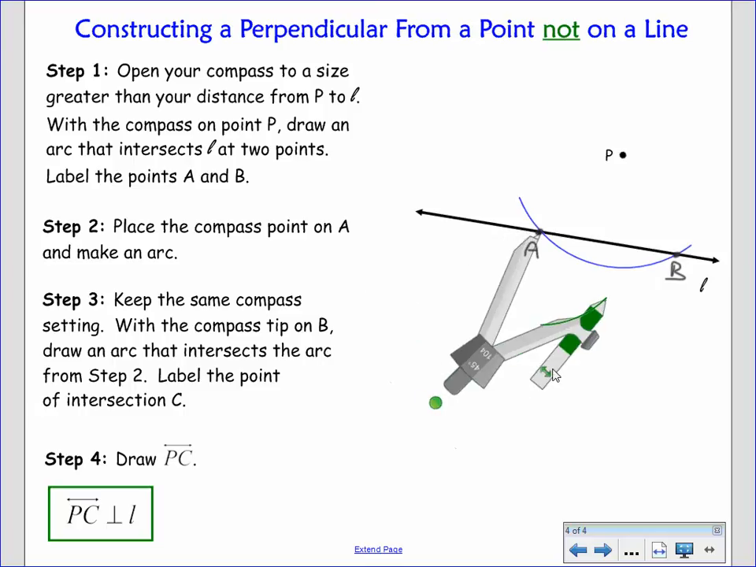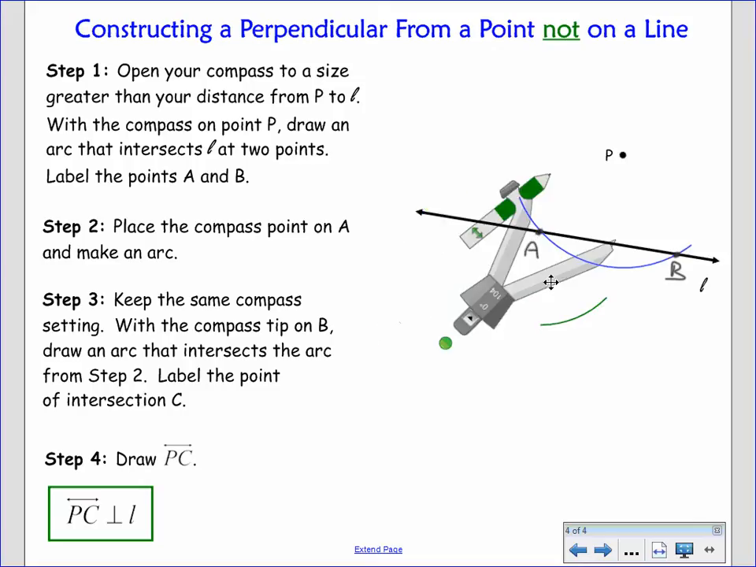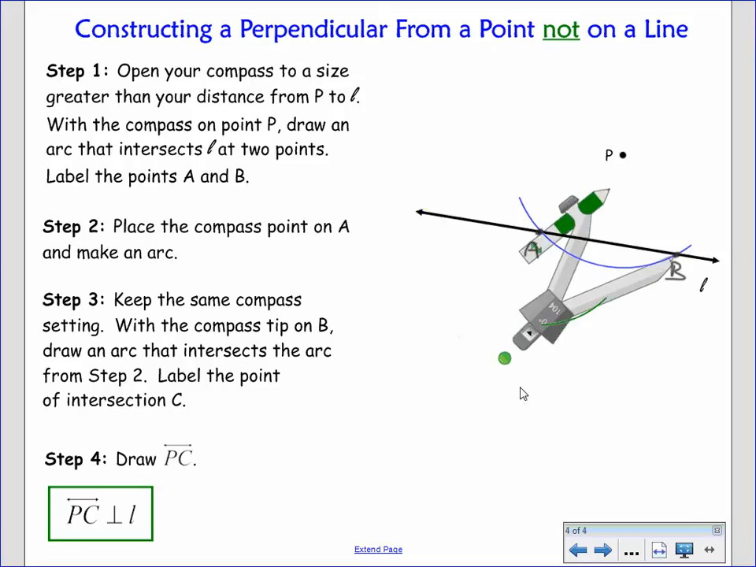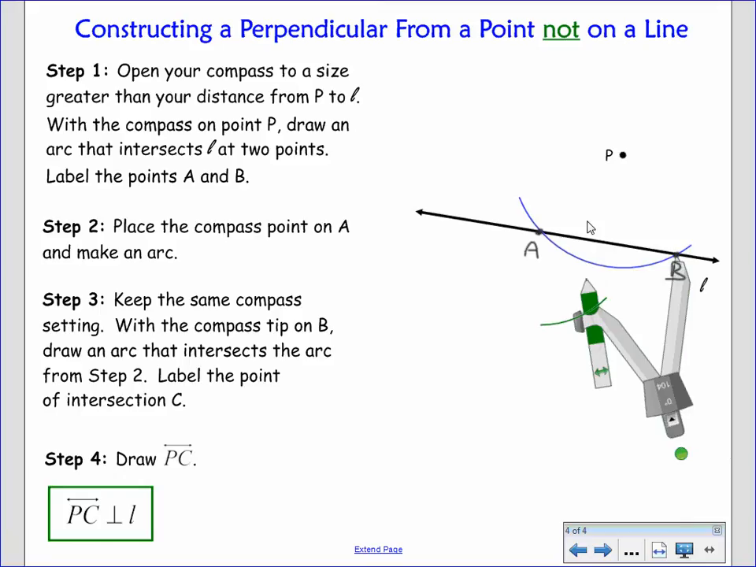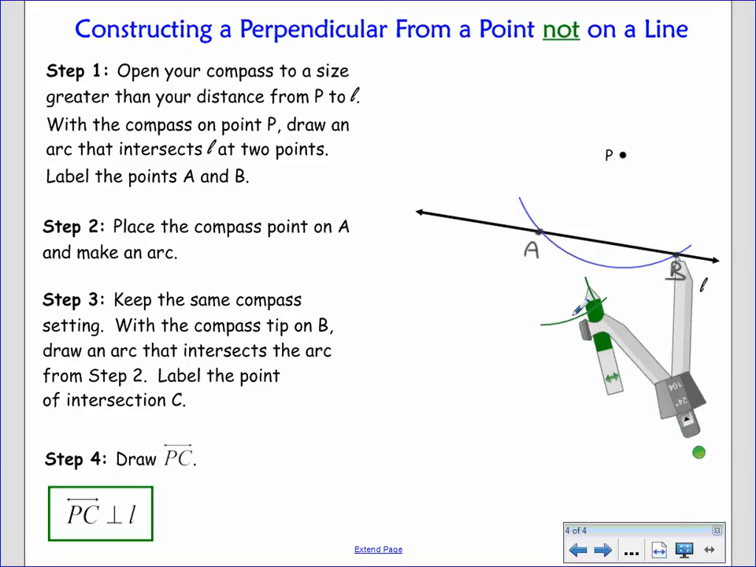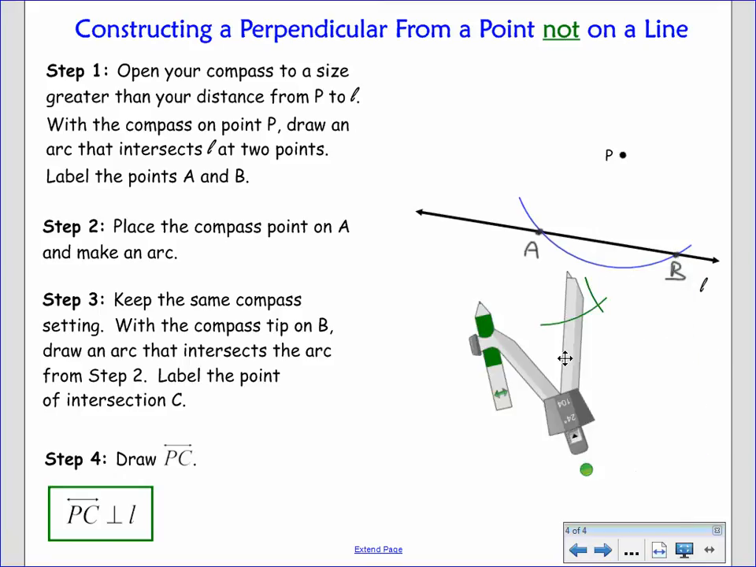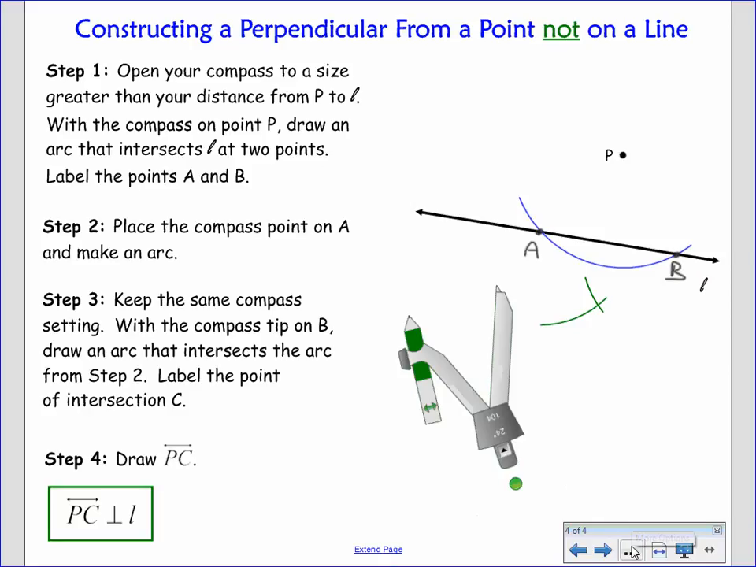Alright, and then step 3, same setting, but from point B. Alright, same arc here. And now I just need to draw a line through that intersection point, which I'll label C.